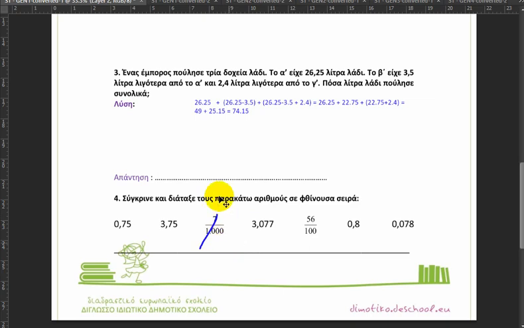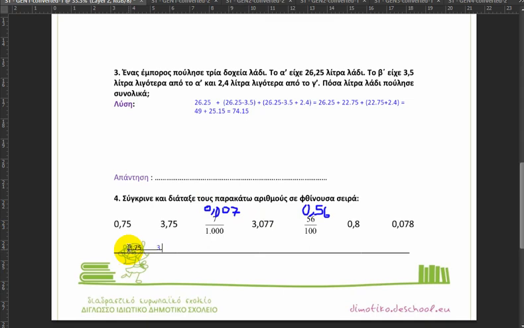This is going to be 0.007, and this is going to be 0.56. And now we can compare. All right, so this is the greatest one. 3.75 is the biggest one.